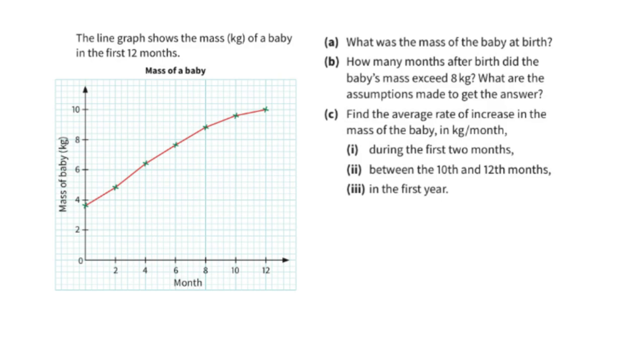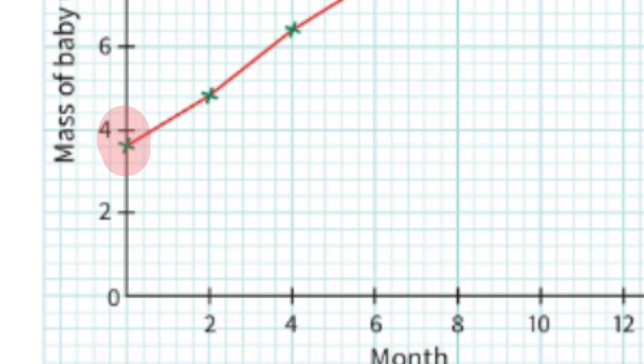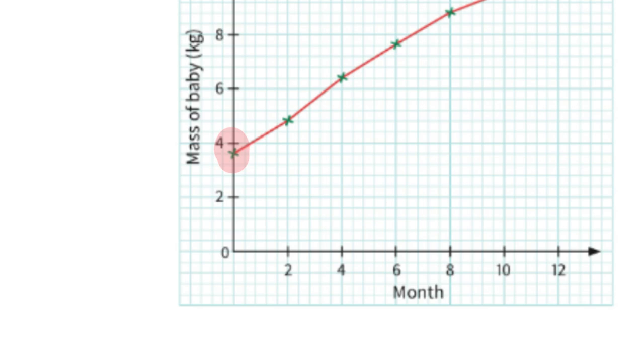Hello everyone, welcome to this question where we are given a line graph for the mass of a baby given in kg in the first 12 months. The first question indicates at birth, what is the mass? Means right at the start here, we could see that it is at the 4th square. If you're not very good, you can see that 5 small squares represent 2 kg. So 1 small square will be 2 divided by 5, which is equal to 0.4 kg.